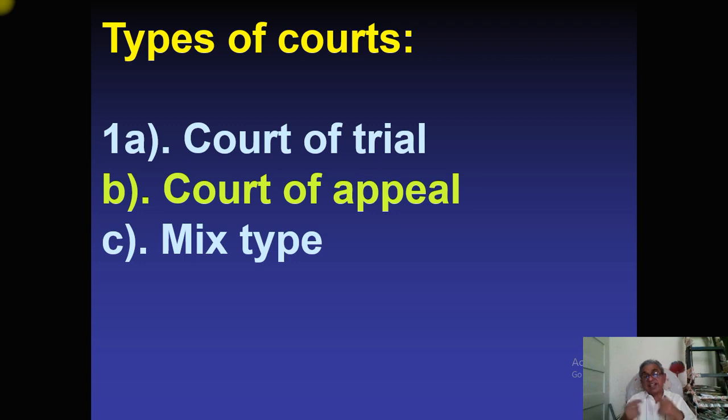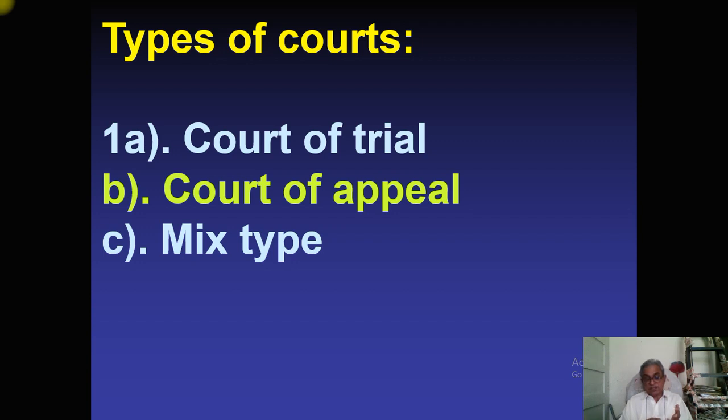The court of trial is for murder cases where the death punishment, the capital punishment, is awarded. That is the session court. The court of appeal is against the magistrate court. An appeal may be lodged against any decision of the magistrate court. This is the mixed type of court.